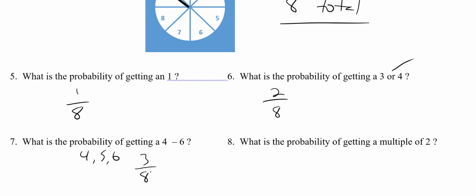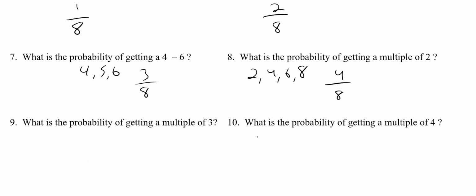So 3 over 8. Probability of getting a multiple of 2. That means 2, 4, 6, or 8. There's 4 of those, 4 out of 8. And then the probability of getting a multiple of 3, so it's 3 and 6. 9 is not included because it's not part of the spinner. So 2 out of 8. And then probability of getting a multiple of 4, which is 4 and 8. Can't go any higher than that. So it's 2 out of 8.